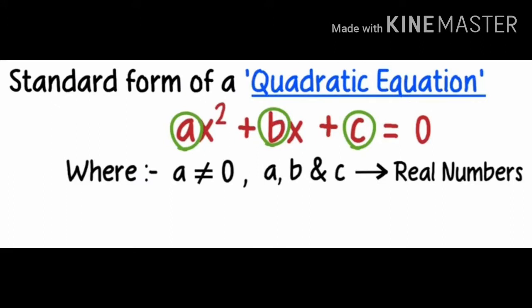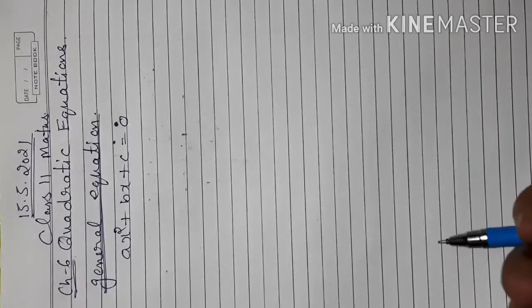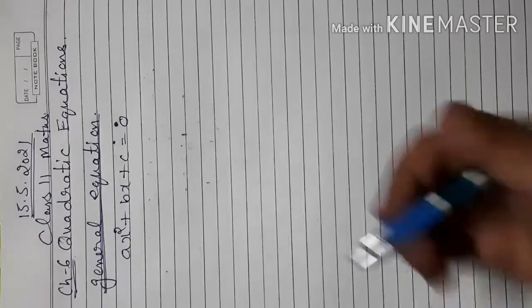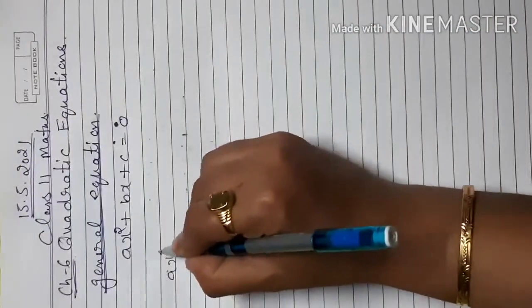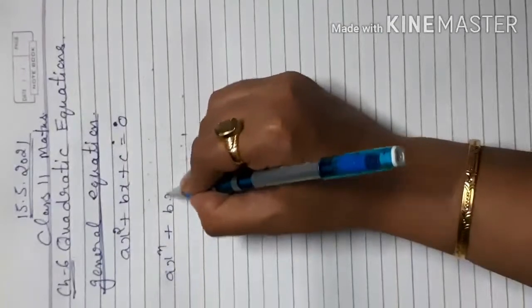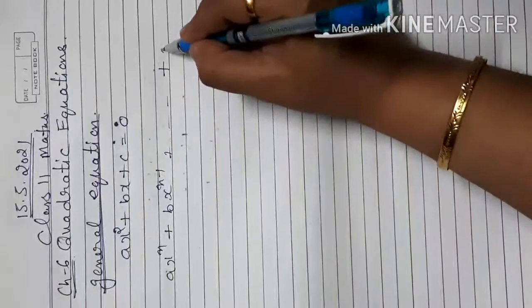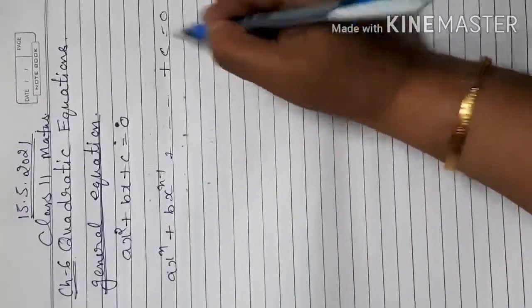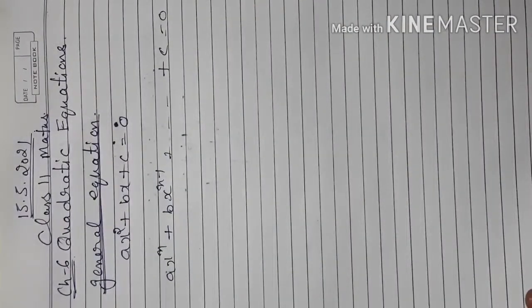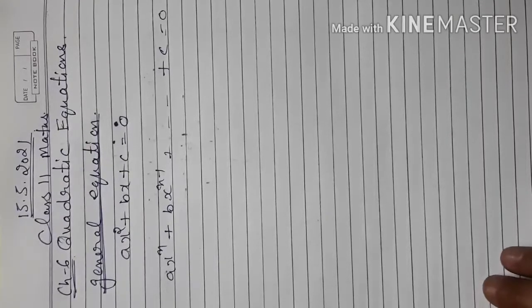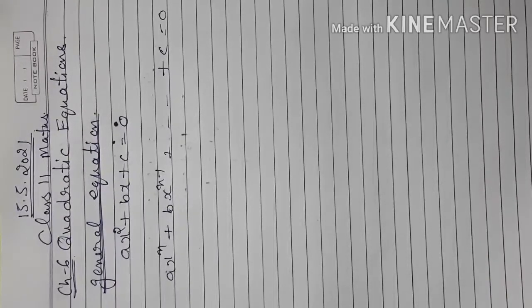First we will discuss the general form, ax square plus bx plus c is equal to 0. A polynomial equation is any equation where the variable has degree n. Degree n means it can be like ax raised to power n plus bx raised to power n minus 1, and so on, until the last constant term is equal to 0. This type of equation we call a polynomial equation. So a polynomial equation of degree n has exactly n roots.